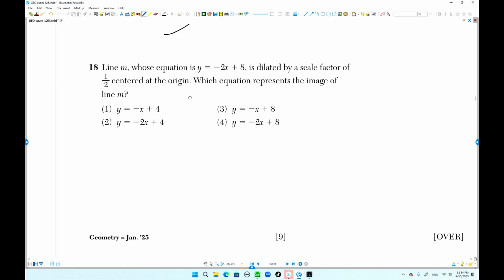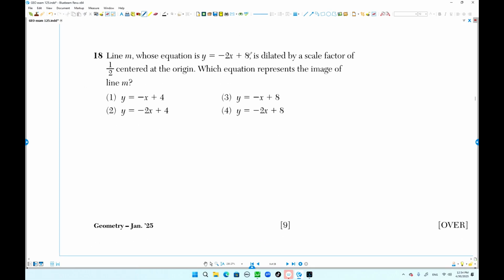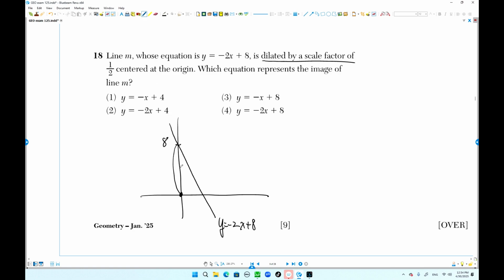Number 18. The equation y equals 2x plus 8. Okay, this is 8 minus 2x, something like this. Okay, y equals minus 2x plus 8. Dilated by a scale factor of 1/2, reduced, right? 1/2 to the origin. This is the dilation center here. You can reduce this distance: 8 reduced to the half is 4, isn't it? So I'm going to use this is 4, right? This is maybe 2, maybe reduced of it.